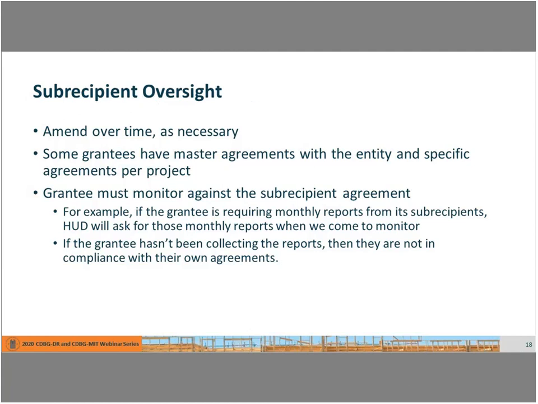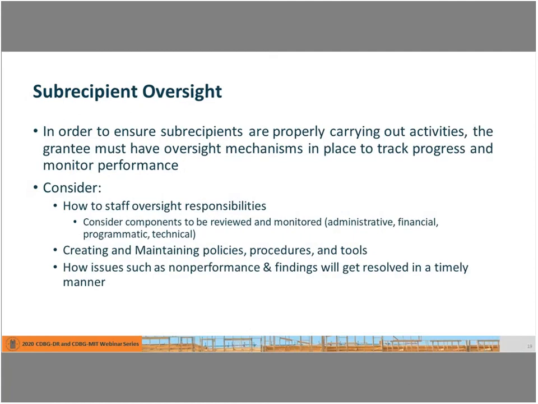When we talk about subrecipient oversight itself, what we're really looking at here is understanding that each subrecipient, each grantee, needs to have appropriate mechanisms in place to track progress and monitor performance. So when we talk about staffing and specifically oversight responsibility, we need to make sure that we have specific staff that have background and experience with administrative management and operations, with financial management and financial standards, as well as programmatic and technical. So you're going to find, as Kelly mentioned earlier in our discussions, that there are a number of other cross-cutting federal standards that will apply.